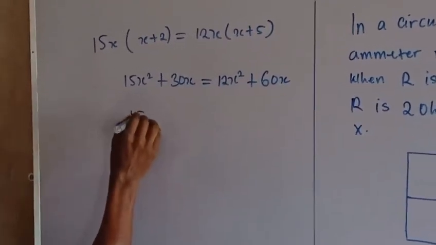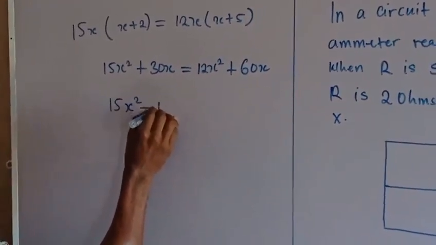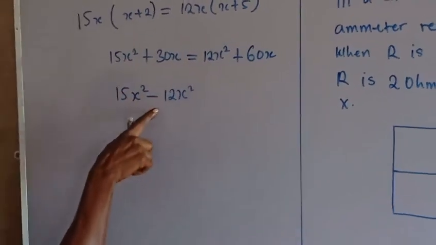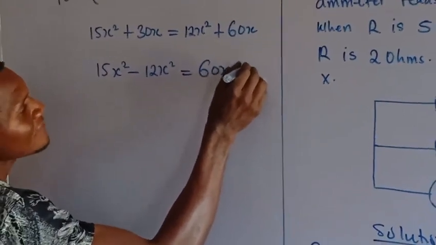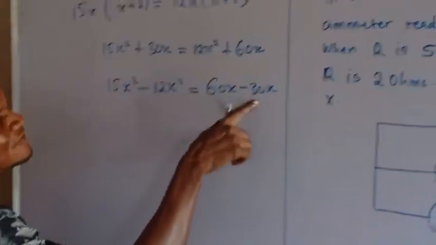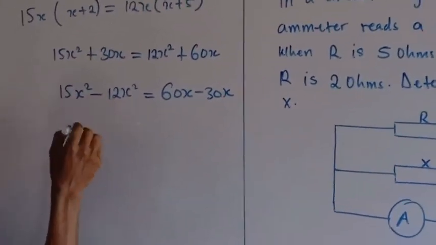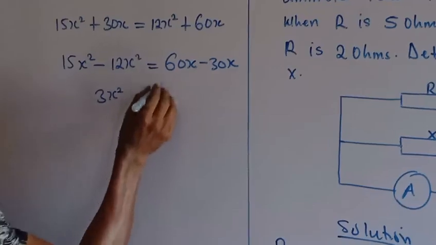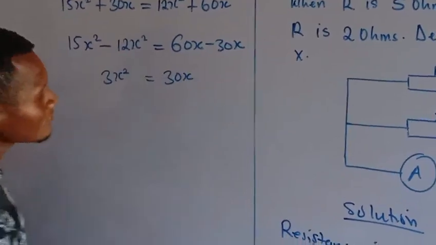So we have 15x squared minus 12x squared. Understand that 12 is coming this side, so it becomes minus. Is equal to 60x minus 30x. 30 is positive, crossing the equality sign becomes minus. So we have this. Now, 15x squared minus 12x squared will give us 3x squared, is equal to 60x minus 30x will give us 30x.